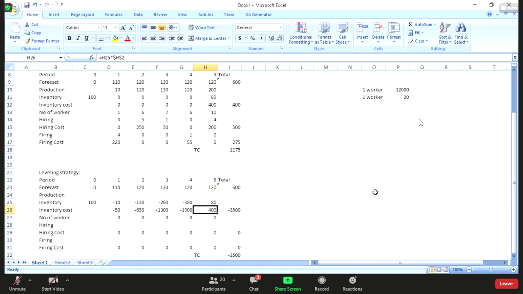Okay, so done. Please pay attention. This is slightly messy, the calculation. Initially, we have 100 units. Total requirements is 600. It means that we need to produce how many units in total? 500 units. But at the end, the company also needs to have 80 units as the ending stock. So we need to produce how many units in total? Can you answer?